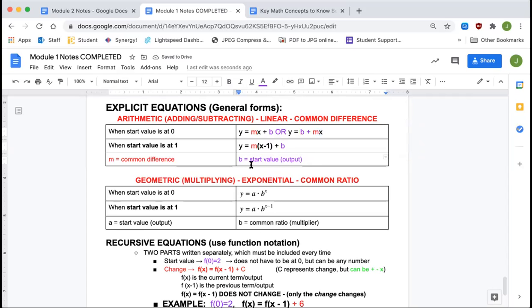Okay, so I would definitely be using this, and especially important on the RSG that we're looking at today, how we change equations when the start value isn't 0. We're actually going to see some that don't start at 1, but start at different numbers. Okay, so let's go back to that.